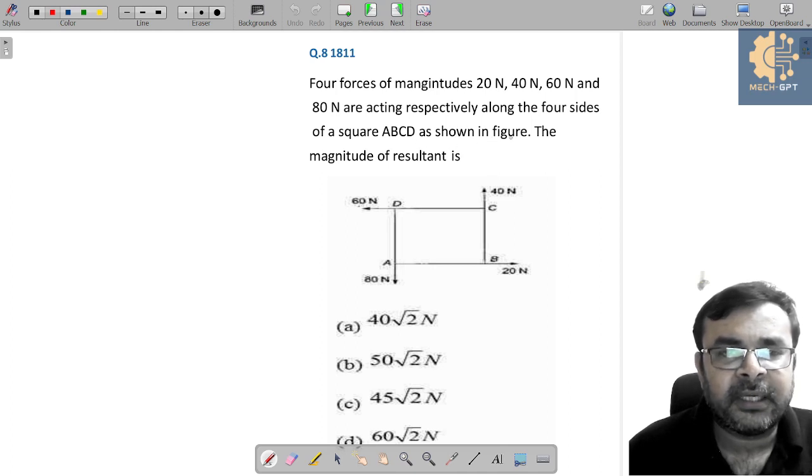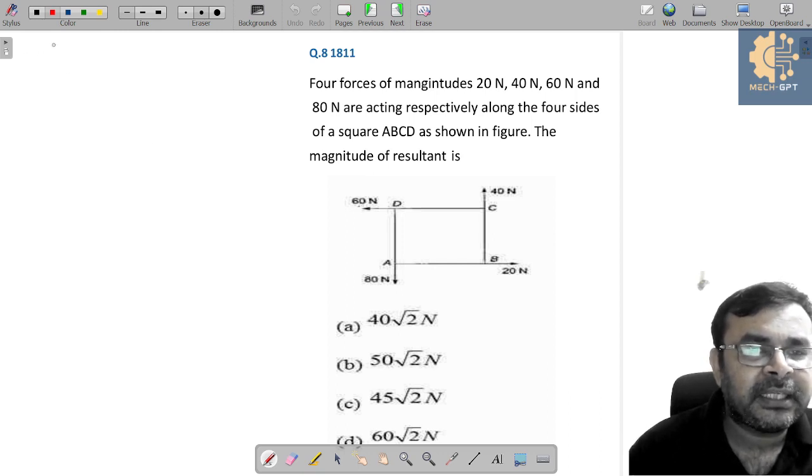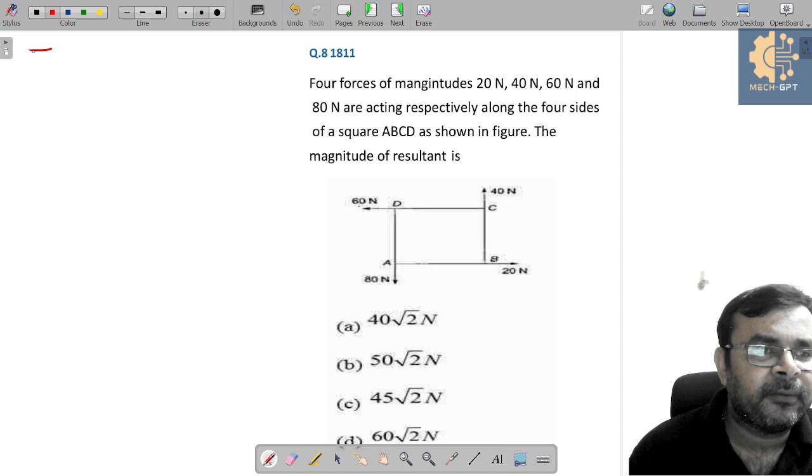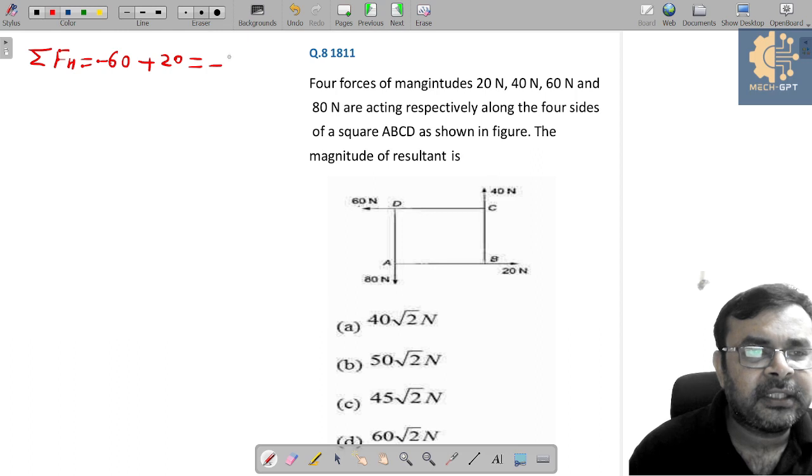Four forces of magnitude 20 Newton, 40, 60 and 80 Newtons are acting respectively along the four sides of the square ABCD as shown in figure. The magnitude of resultant. So you see here this system, since this system is in equilibrium, so can I apply summation of net horizontal force, which is equal to 60 Newton, which is acting towards the left. So let's say it will be taken as negative plus 20. So this is nothing but here we can get minus 40 Newton.